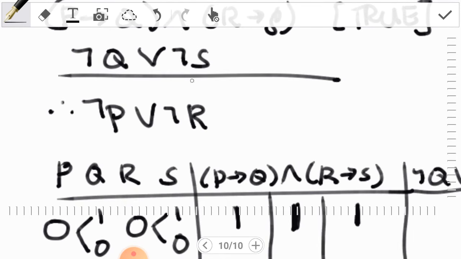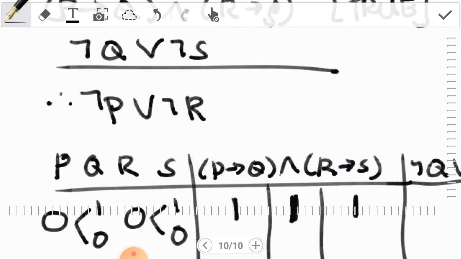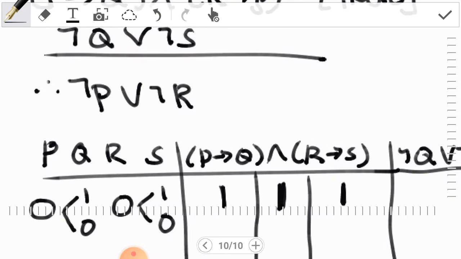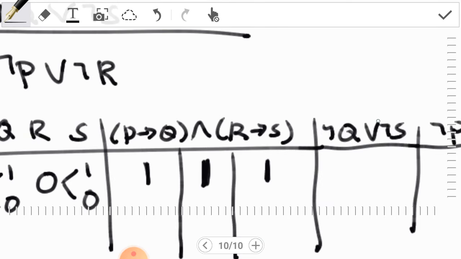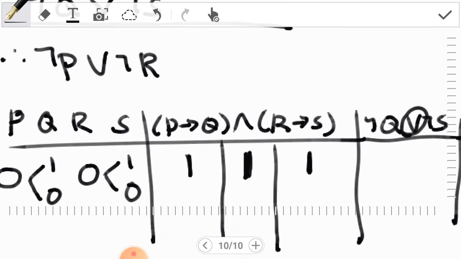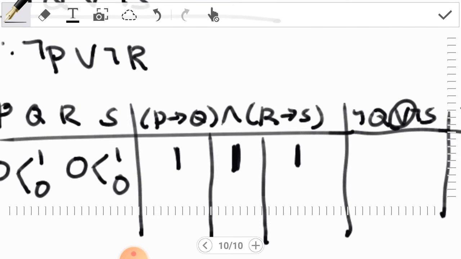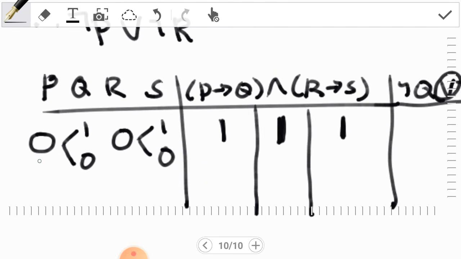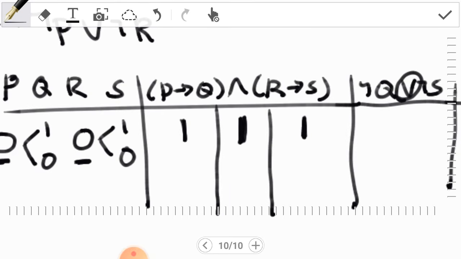Next, we must also show that this premise is true: not Q or not S. This is the connective OR, and for this to be true, we just need one proposition to be true. So remember, not Q or not S. So far, we have set P is false. Q can be true, Q can be false. S can be true, S can be false. But this is OR.